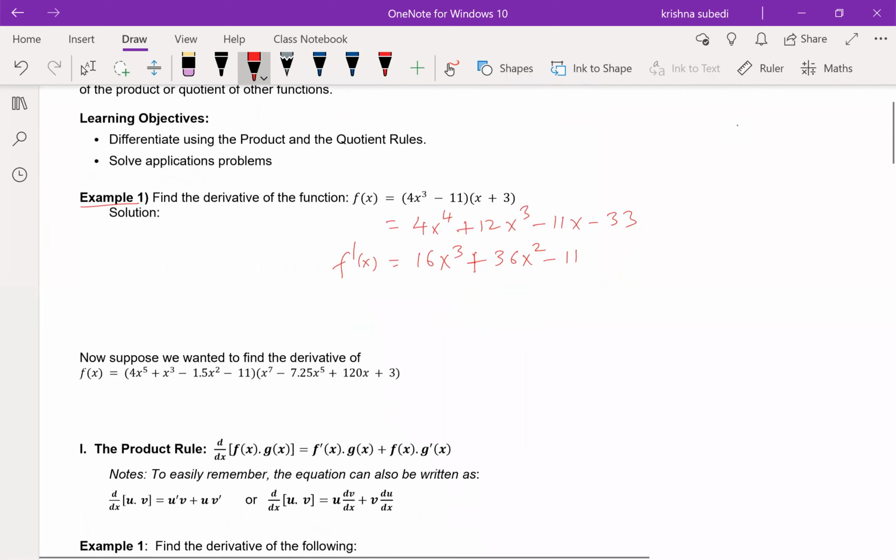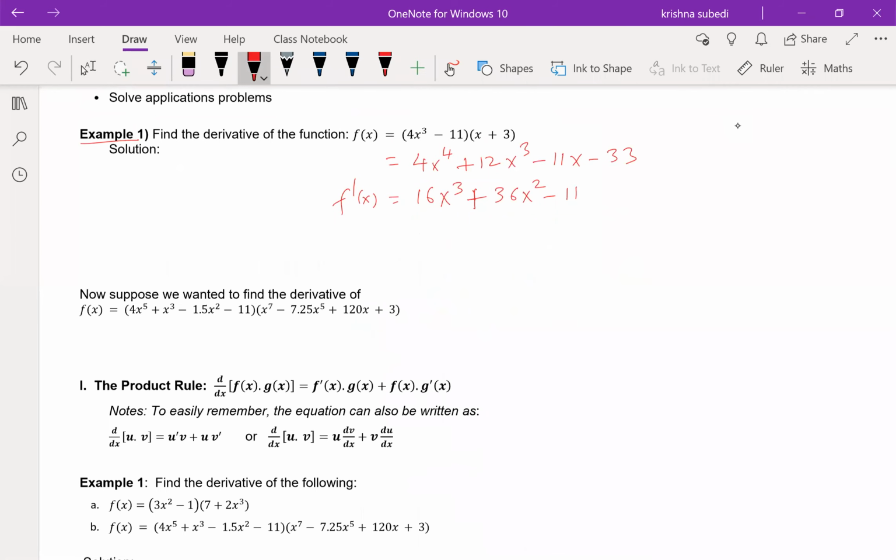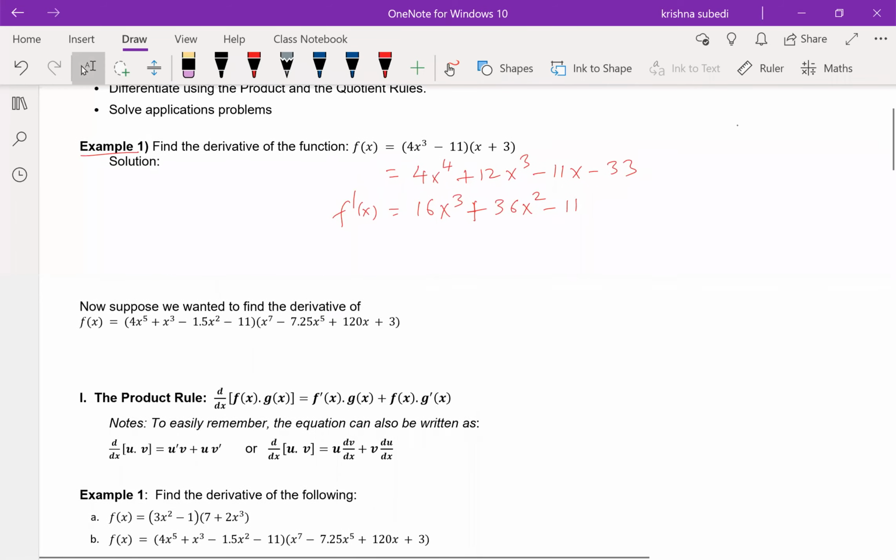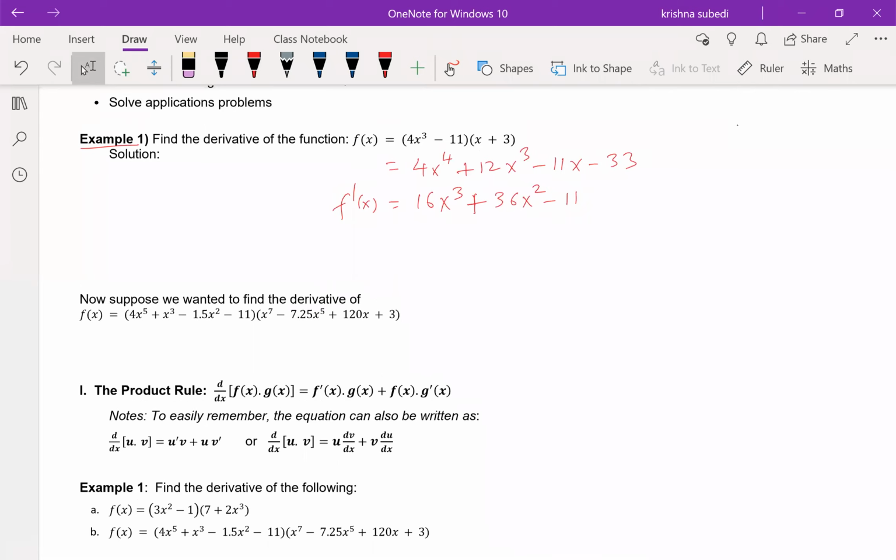But now suppose you are given a function like this. f of x is 4x to the power 5 plus x cubed minus 1.5x squared minus 11 times x to the power 7 minus 7.25x to the power 5 plus 120x plus 3. Now multiplying this is not a fun thing, right? It's boring, it's a lot of work. We don't want to do that. So what we can do instead is apply the product rule of derivative and solve it. We'll do that in a minute.